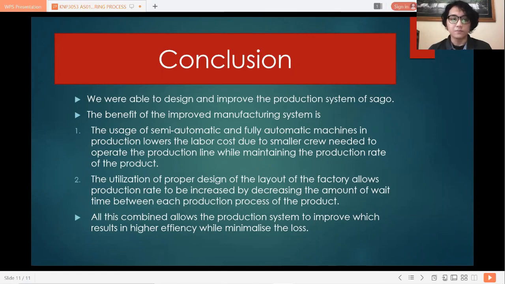The utilization of a proper factory layout design will also allow the production rate to be increased by decreasing the amount of wait time between each production process of the product. All of this combined allows the production system to improve, which results in higher efficiency while minimizing the loss.